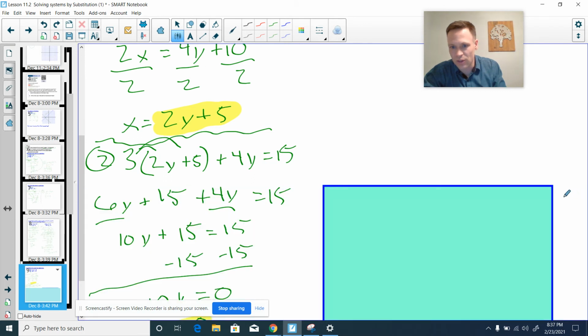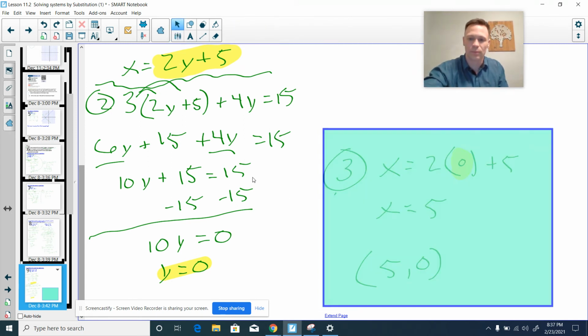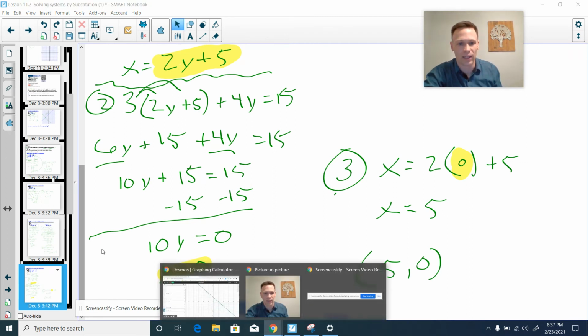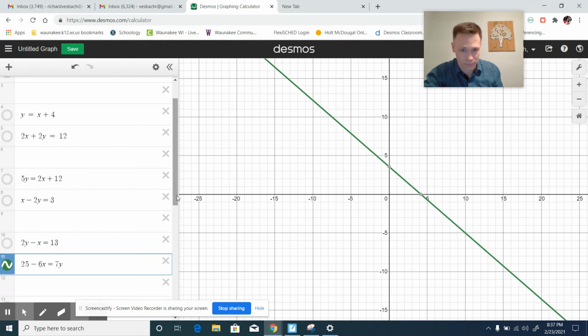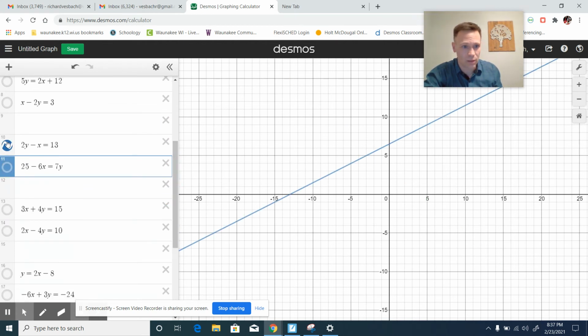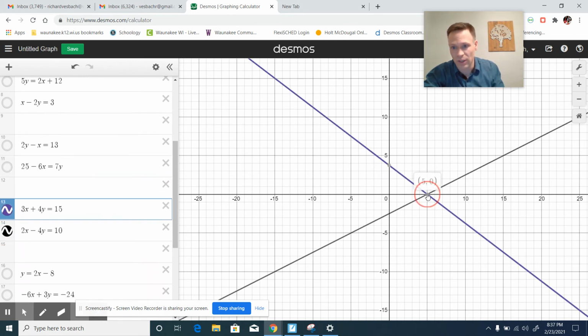I'm just going to show this all to you now. In the end, we get y is equal to 0. Take that y, substitute it back into the other equation, and we get x is equal to 5. So our intersection here is at 5, 0. And again, connecting it to the graph. Not those two, these two. There's our intersection point of 5, 0. Okay. Moving right along here.